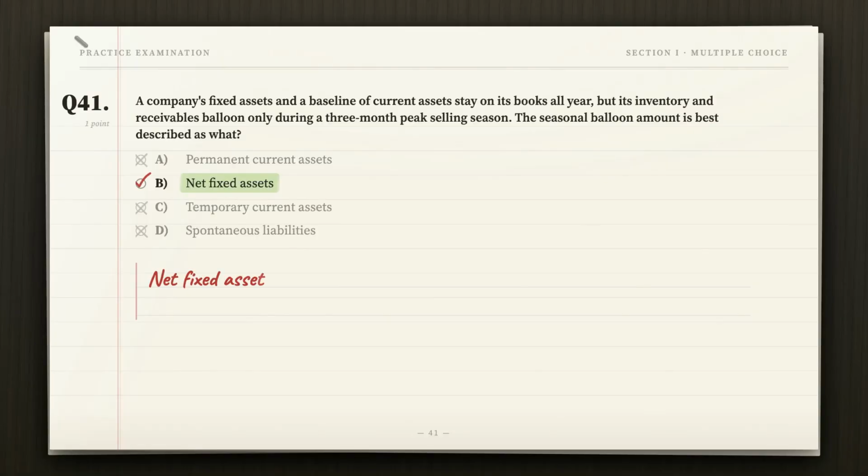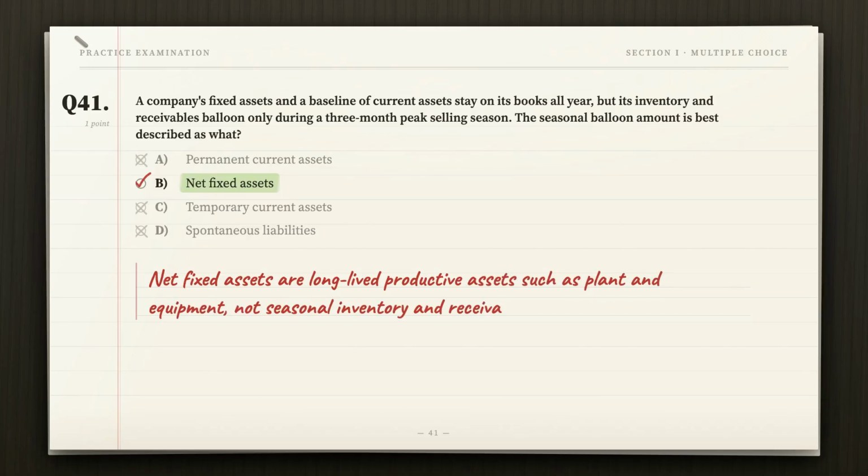B is wrong because net fixed assets are long-lived productive assets, such as plants and equipment, not seasonal inventory and receivables.